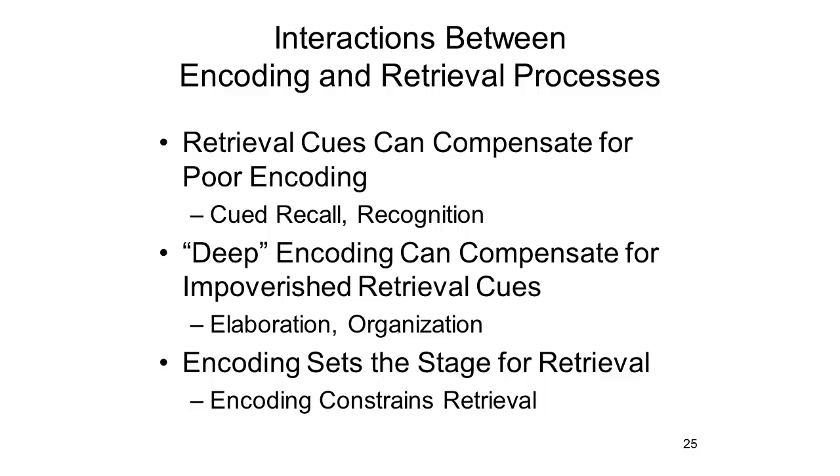Similarly, an item that's been deeply encoded, subject to a lot of elaborative and organizational activity, can be retrieved even in the face of impoverished retrieval cues, even on a free recall test. So good retrieval conditions can compensate for poor encoding conditions, and good encoding conditions can compensate for poor retrieval conditions. Encoding sets the stage for retrieval. It sets the conditions under which retrieval will be successful, and in that way, encoding can constrain retrieval. They're not exactly independent processes.